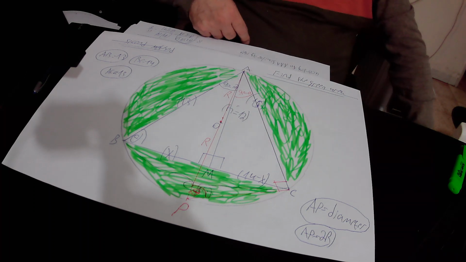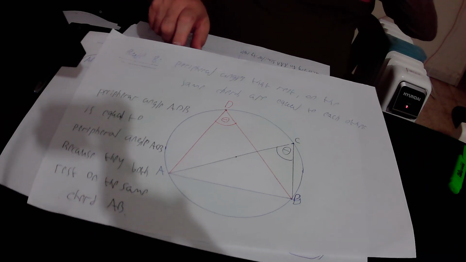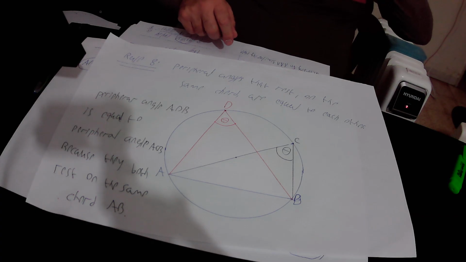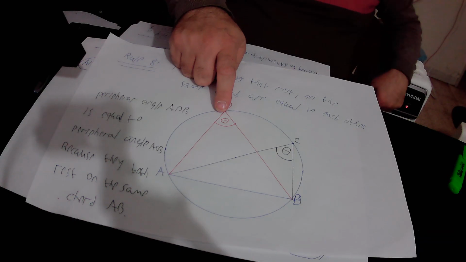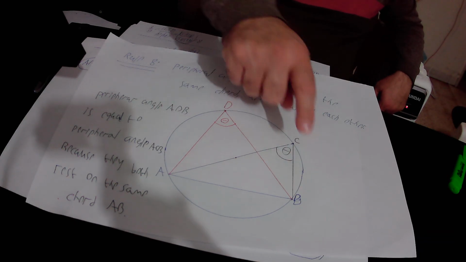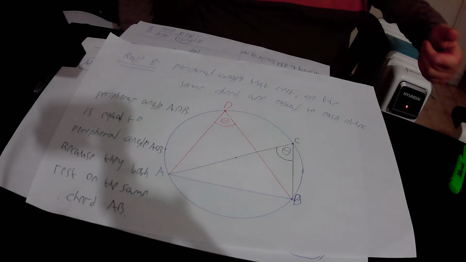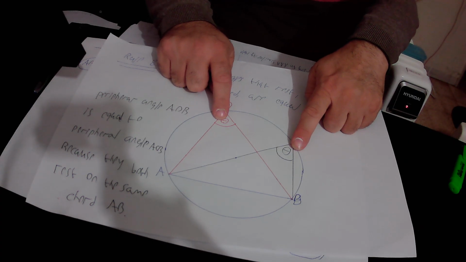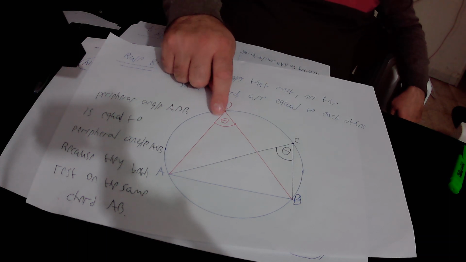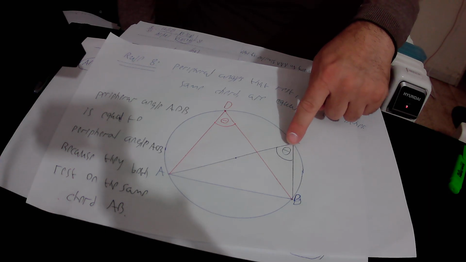Then I presented to you rule number 8 and we implemented rule number 8 in our drawing. According to rule number 8, peripheral angles that rest on the same chord are equal to each other. We have here two peripheral angles. This is peripheral angle ADB that rests on chord AB. The other peripheral angle ACB rests also on the same chord AB. So those two peripheral angles both rest on the same chord AB. Therefore, according to rule number 8, they must be equal to each other. So if peripheral angle ADB is equal to theta, then the other peripheral angle ACB that rests on the same chord must also be equal to theta.